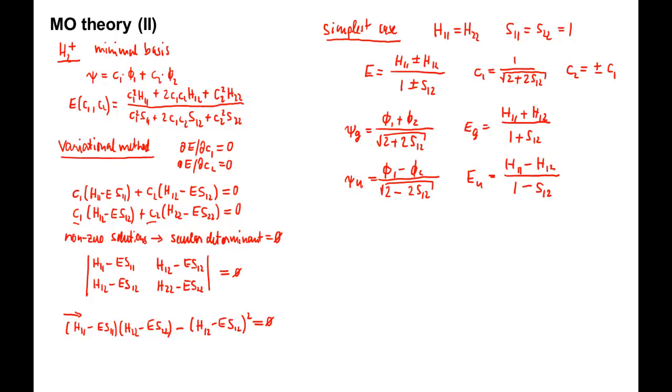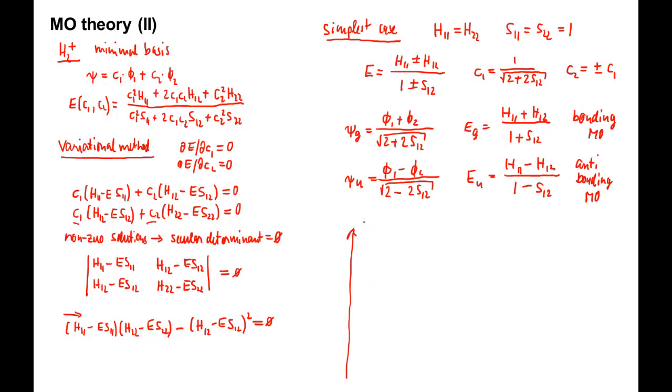The subscripts G and U refer to the symmetry of the MOs with respect to spatial inversion. The first MO is called the bonding molecular orbital, and the second is the antibonding molecular orbital. Next, let's plot the energies of the atomic orbitals and the resulting molecular orbitals.